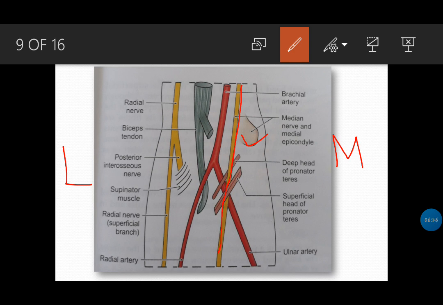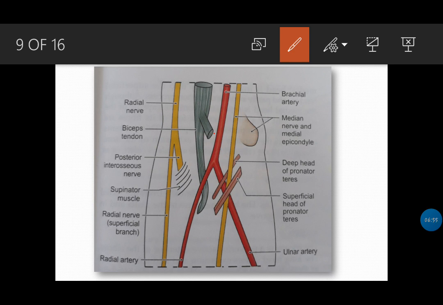And next to it we have the brachial artery. This brachial artery within the cubital fossa terminates or gives a terminal branch, that is radial artery and then ulnar artery. So these are the terminal branches of brachial artery. And then we have the biceps tendon, and then the lateral most content is the radial nerve.